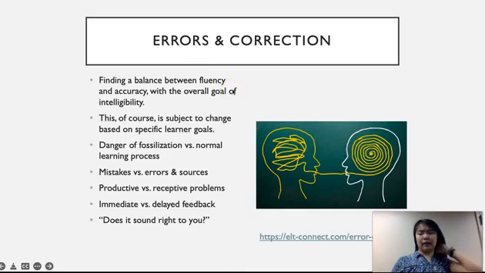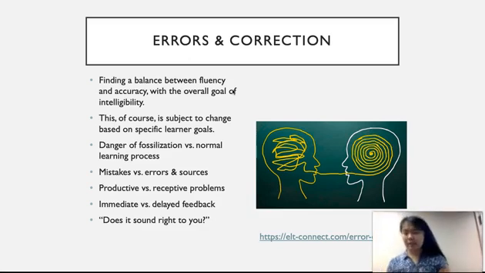Anyways, we want to find a balance between our goal of fluency and accuracy, but balance that with an overall goal of intelligibility. So that means not getting hung up on certain disfluencies or inaccuracies, but to a certain extent, just as long as they're communicating what they want to communicate, rolling with it, unless it's something you're specifically focusing on.